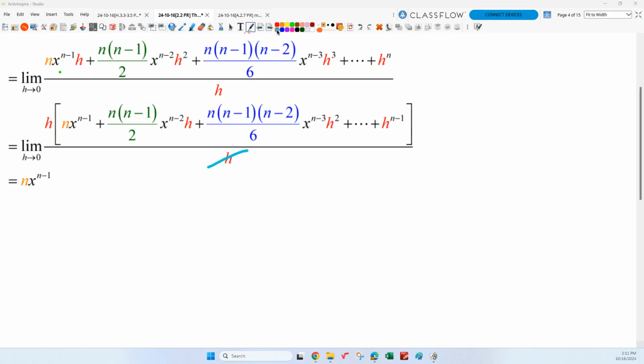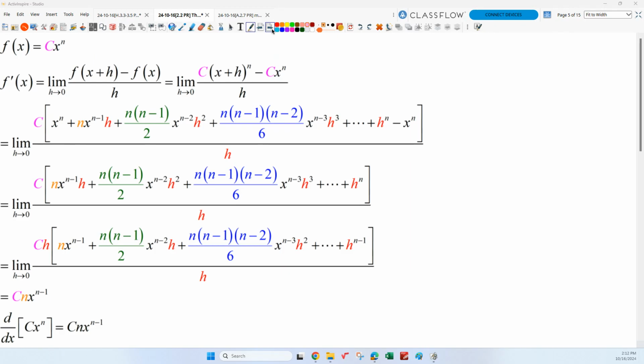So I can cancel those, right? I remove the indeterminacy. And now I can take my limit as h goes to 0, and look what happens. Every term that has a factor of h in it goes to 0. What's the only one that doesn't go away? That guy, the first term, right? So everything else went away. So we did it. We came up with an answer, a function corresponding to the derivative.